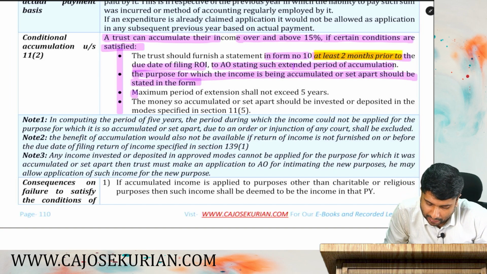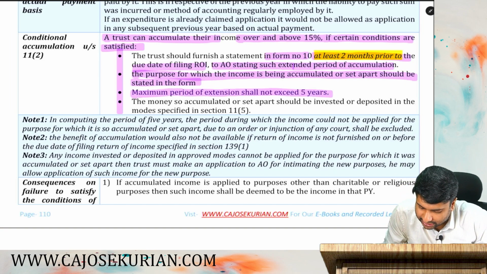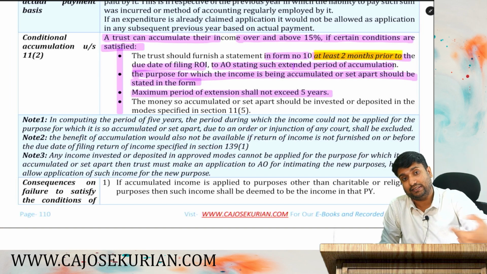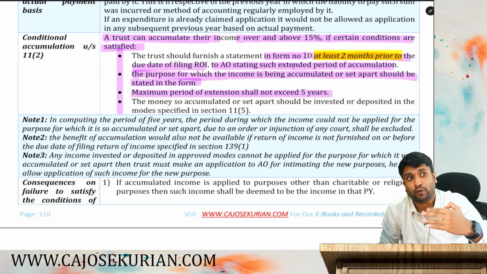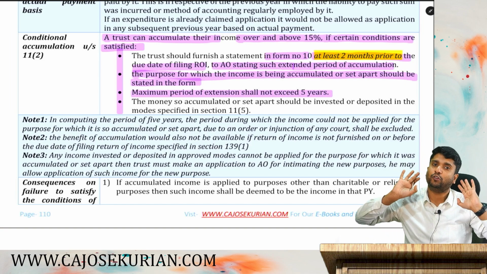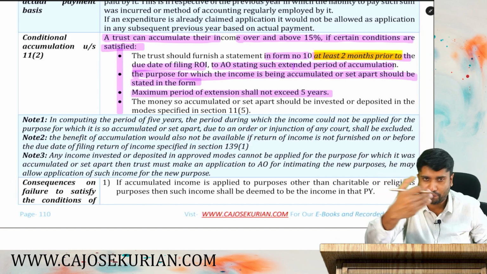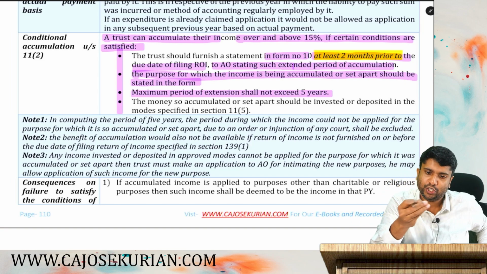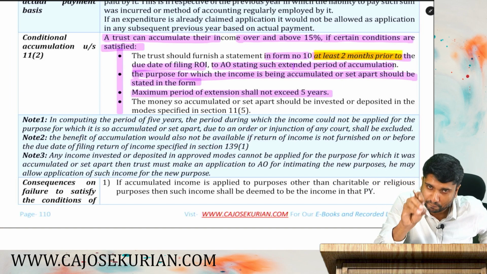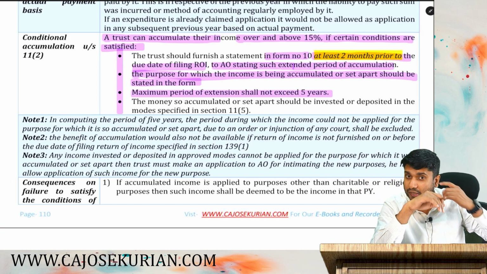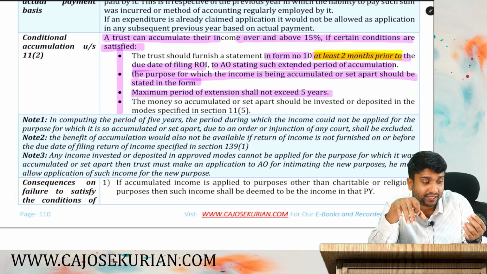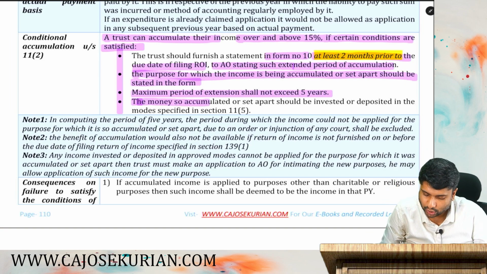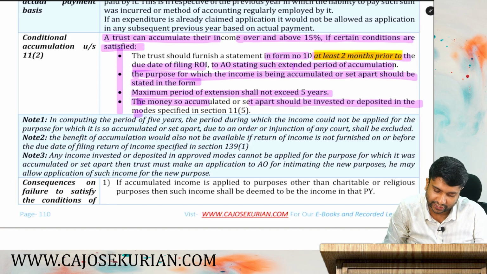Number 3. Maximum period of extension shall not exceed 5 years. Maximum you can extend or you can conditionally accumulate it only up to 5 years. Within 5 years, you have to utilize it for the respective purpose. You are accumulating more than 15% for a particular purpose. You have to utilize it for the particular purpose within 5 years. So the maximum period of conditional accumulation is for how many years? 5 years.